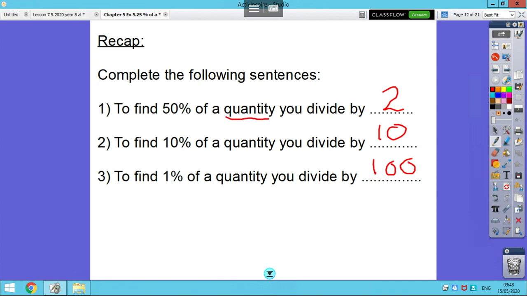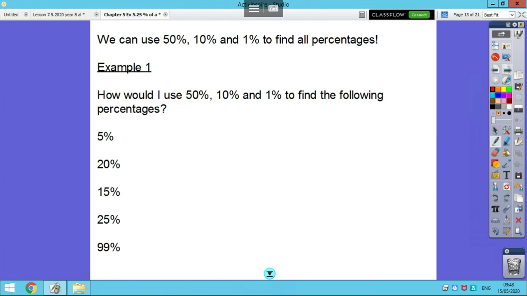What it means by quantity is just to find 50% of a number, 10% of a number, 1% of a number. But quantity means it could have something attached to it. So it could be like pounds or kilograms or something like that. That's what's meant by a quantity, okay, when it's got a little extra unit on there. So we can use 50%, 10% and 1% to find all different percentages. So how could I use 50%, 10% and 1% to find the following percentages?